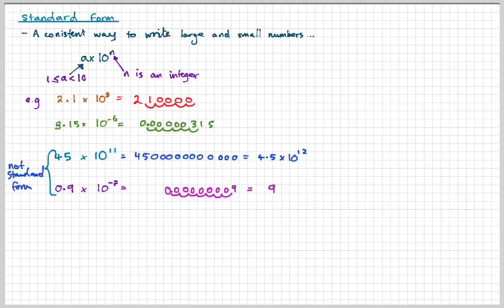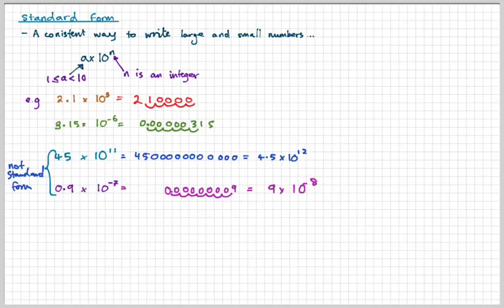If we think about what it is in standard form, well, we're going to have to move it one more place, so it's 9 times 10 to the minus 8. Okay? The reason they weren't in standard form is because 45 and 0.9 are not between 1 and 10, and 4.5 and 9 are between 1 and 10.